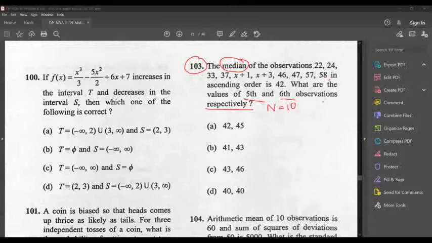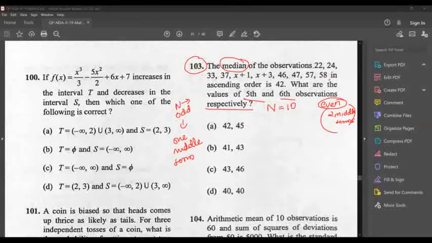Now, if the number of observations is even, what is the formula for finding the median? Even number of terms means you will have 2 middle terms, isn't it? If n is odd, you will have only 1 middle term. But here it is even, so 2 middle terms. So the average of those 2 middle terms will be the median.